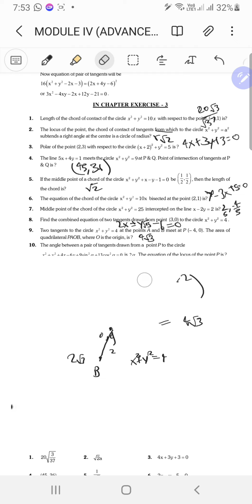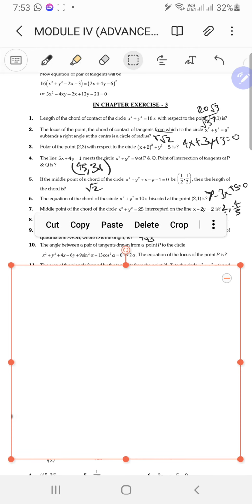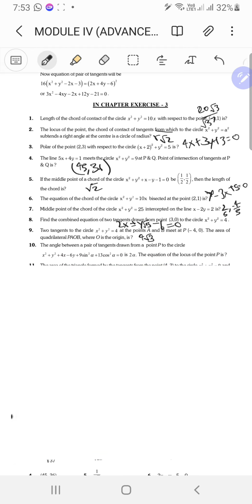Cool. The angle between a pair of tangents drawn from a point P to the circle x squared plus y squared plus 4x minus 6y plus 9 sine squared alpha, what is this equation? Is 2 alpha. Okay. The equation of the locus of the point P is, oh, so the angle between the tangents is 2 alpha, and this is the equation of the circle. This is weird.